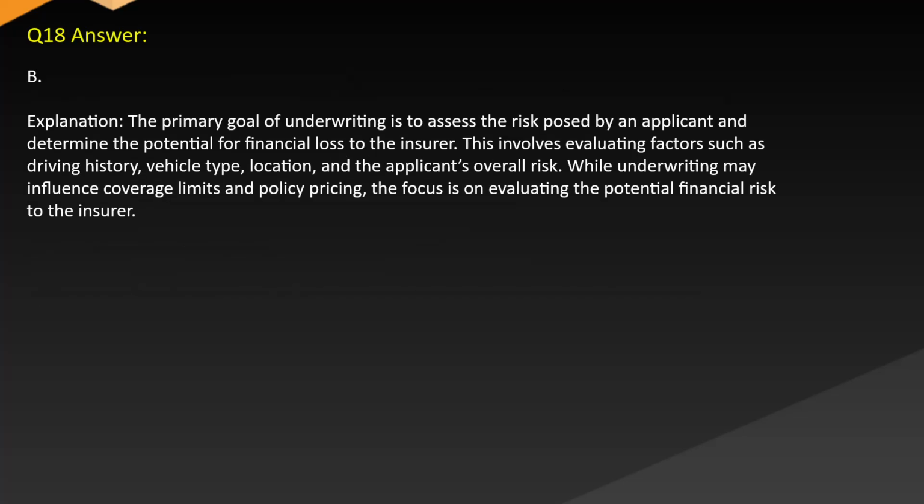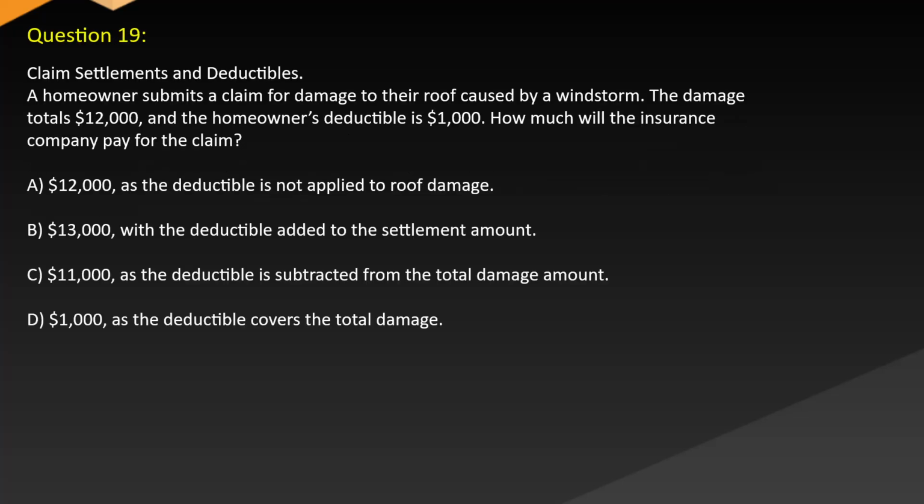Answer B. Explanation. The primary goal of underwriting is to assess the risk posed by an applicant and determine the potential for financial loss to the insurer. This involves evaluating factors such as driving history, vehicle type, location, and the applicant's overall risk. While underwriting may influence coverage limits and policy pricing, the focus is on evaluating the potential financial risk to the insurer.